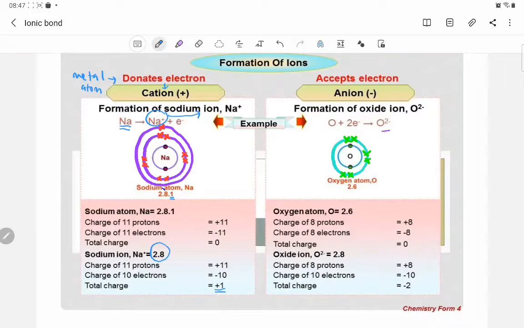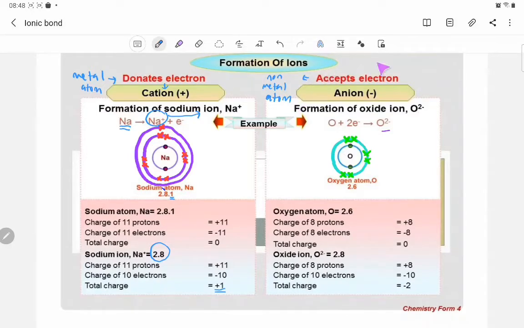So that one is the formation of cation lah. Macam mana cation itu boleh terhasil? By donating the electron. Who donates electron? Metal atoms yang donate electron. Okay, for anion, we also know it as a negatively charged ion. So how is anion formed? By accepting the electron. Who accepts the electron? Non-metal atom accepts the electron.